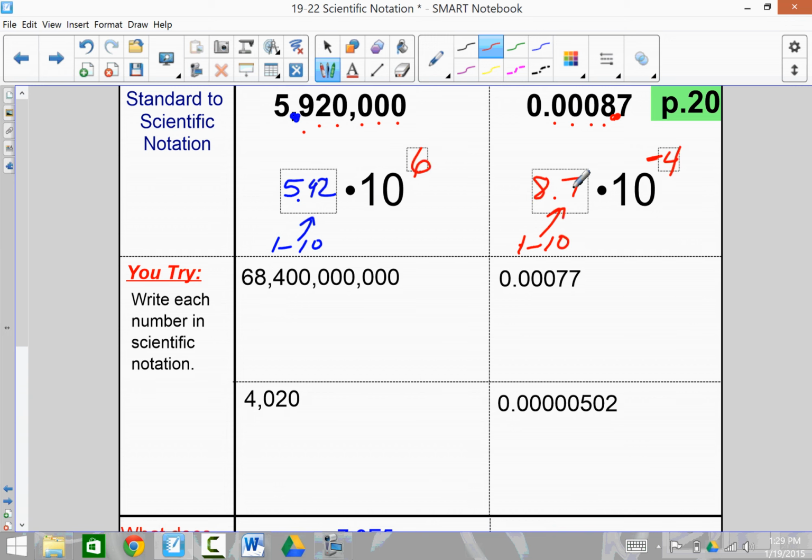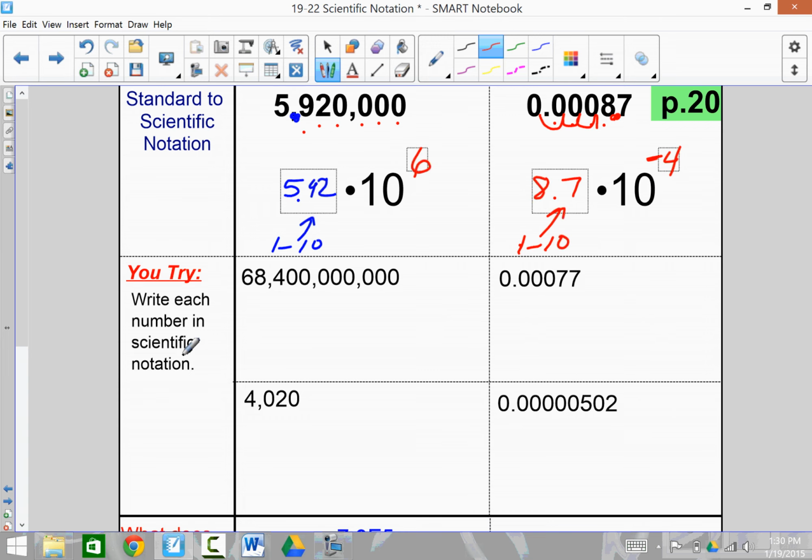Okay, so that means if I took a 0.7 and I divided it by 10 4 times, I'm going to get 0.00087, because it's 1, 2, 3, 4 places from the new decimal point that I'd put in place. Okay, so let's give a few a try here.